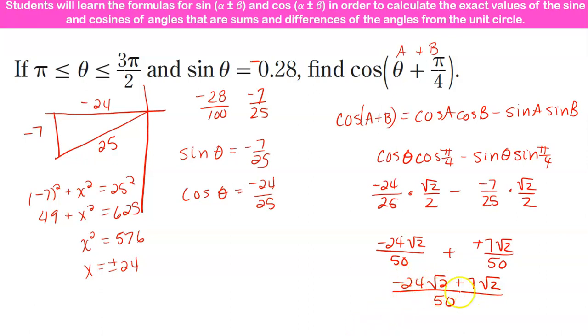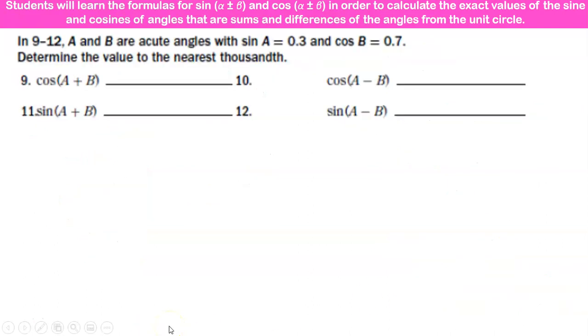And we can add those together because they're both square roots of 2, so negative 24 plus 7 would be a negative 17 square roots of 2 divided by 50. Okay? So basically your homework is just going to be practicing this. But before you do, I'm going to ask you to try these 4.